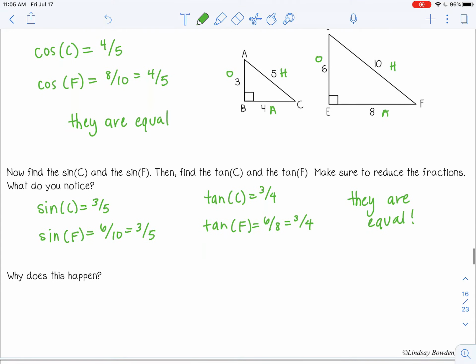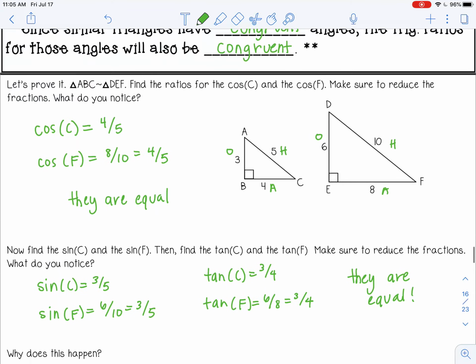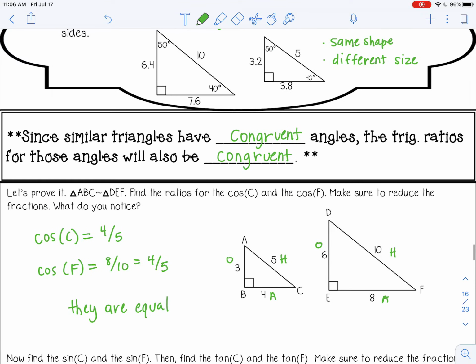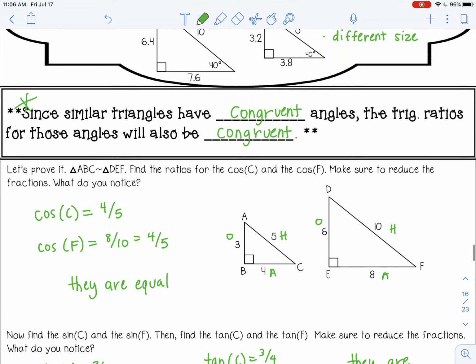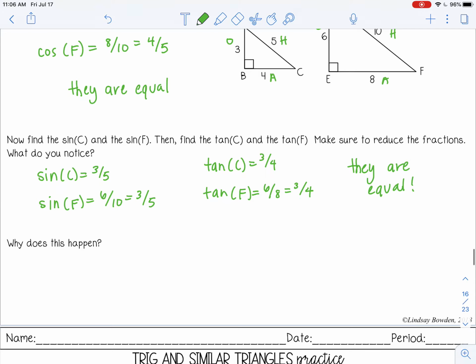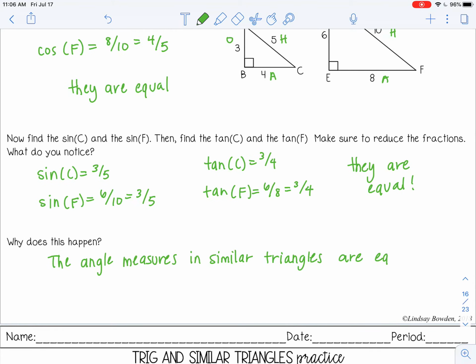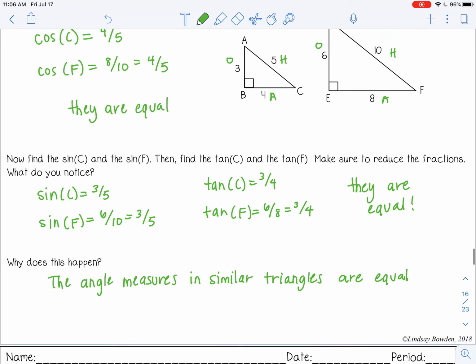Alright, so why does this happen? Well, if we scroll back up here, it's because the angles in similar triangles are equal. The angle measures in similar triangles are equal. And I'm talking about corresponding angles.